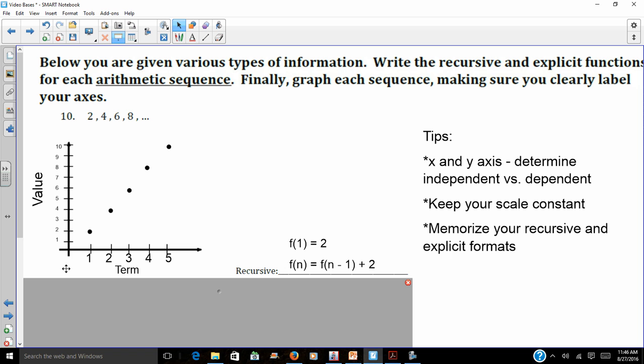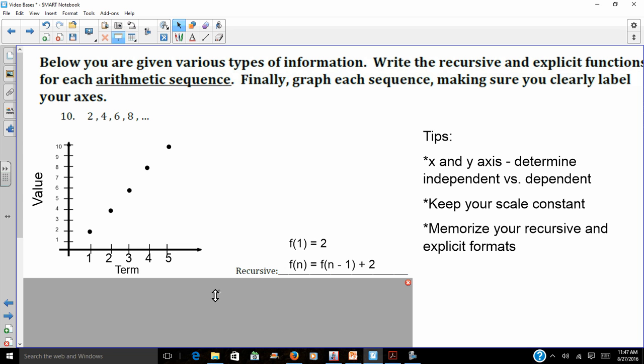amount. All right, so when these are plotted, you can see that they form a straight line, and we have learned in class that anytime we have an arithmetic sequence, it essentially is a linear relationship, so we should see a line on the graph formed with our points.